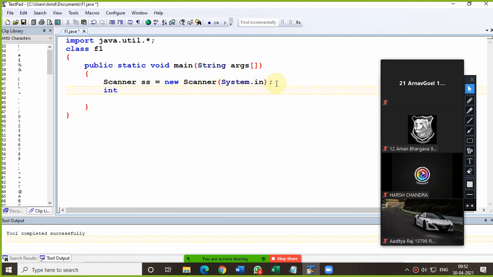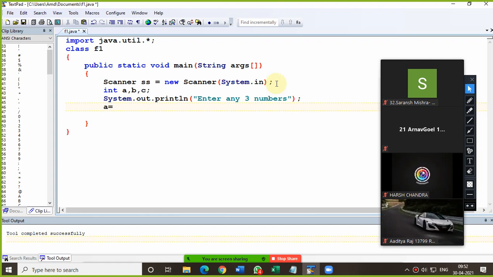So in this program, first of all, we are declaring 3 numbers, and after that we will take input of 3 numbers. Enter any 3 numbers, right? Then after that, ss.nextInt. So always please pay attention everyone. Whenever you are writing nextInt, the I must always be in capital. I cannot be in small letter, and after that there must be a round bracket like this. Am I clear?